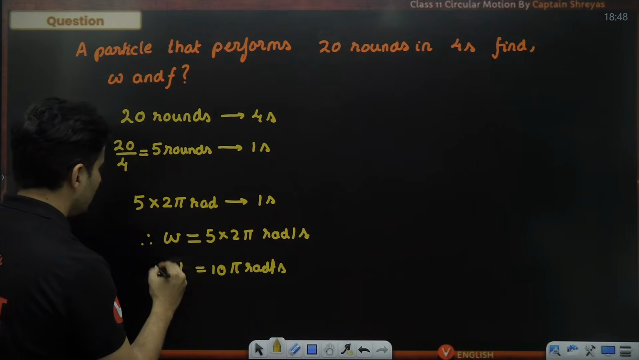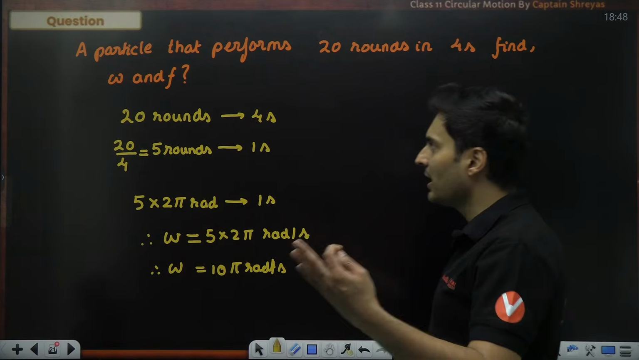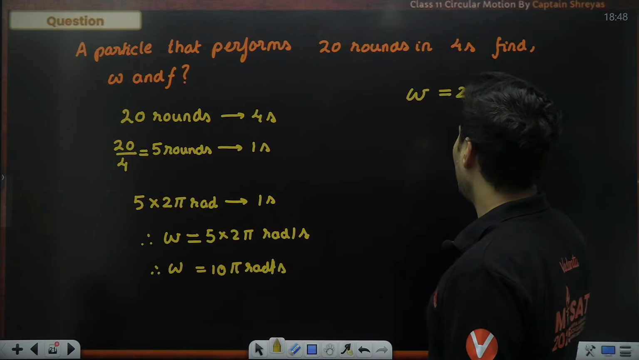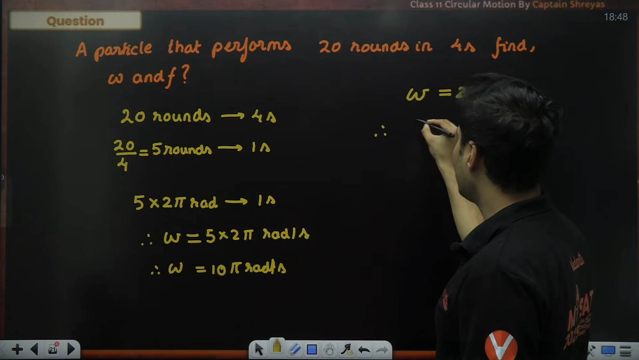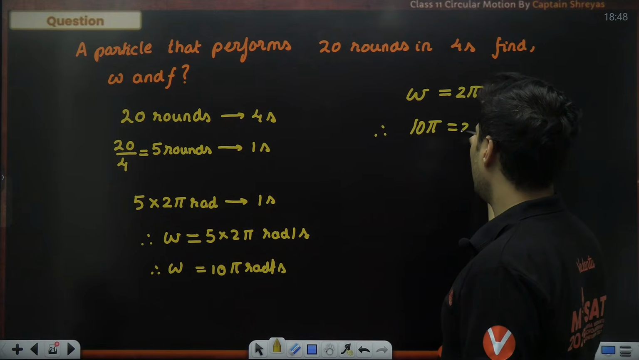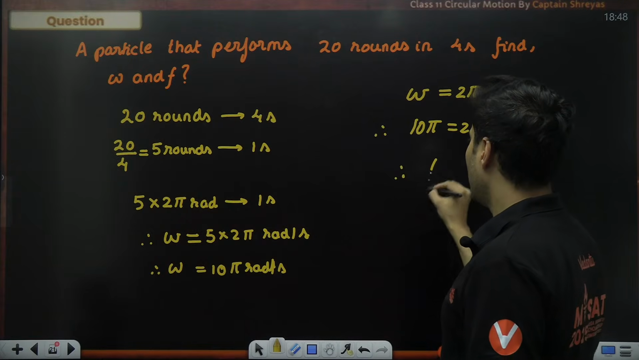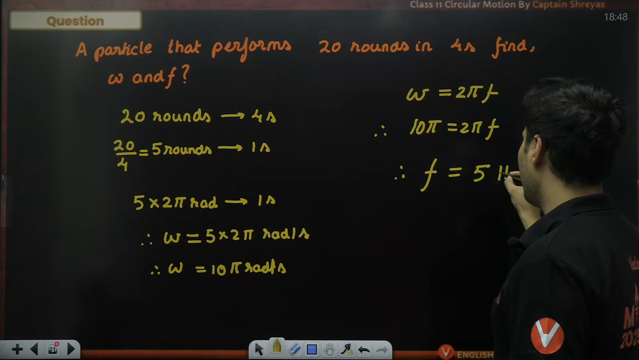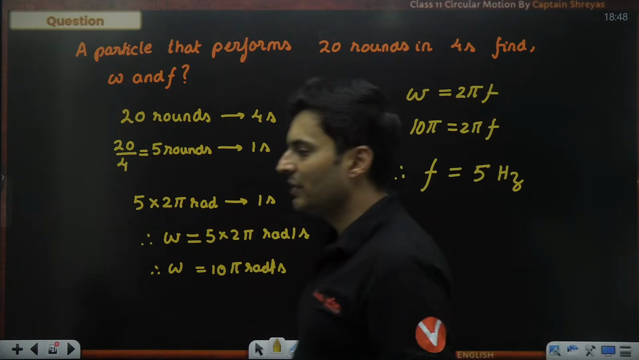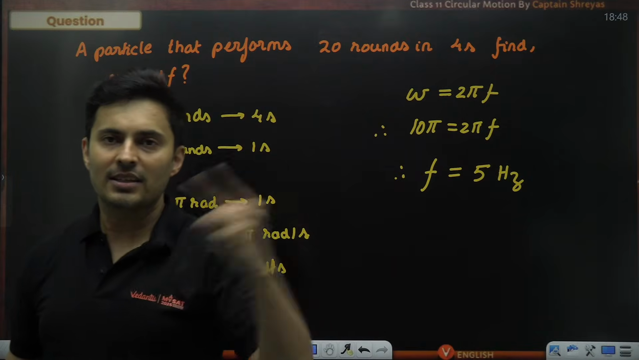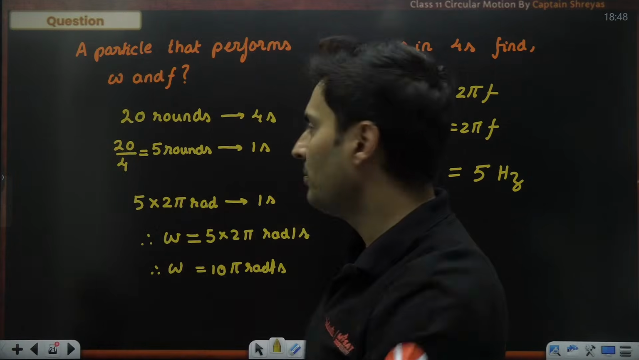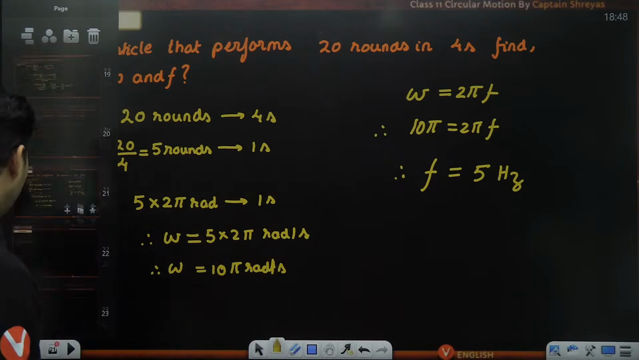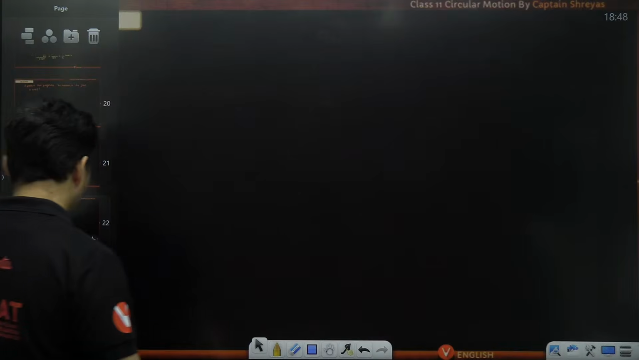Very easy and straightforward. Once I get omega, we can also find frequency. I just gave you the formula. Omega is 2 pi into f. So omega is nothing but 10 pi. Here we have 2 pi. So therefore, f will be 10 pi by 2 pi. Pi goes, 10 by 2 is 5. So 5 hertz is the answer. So the frequency is 5 hertz, how fast it is rotating per second. And the second part, omega, angular speed, is 10 pi radians per second. Cool. Let's go to the next question on your screen.